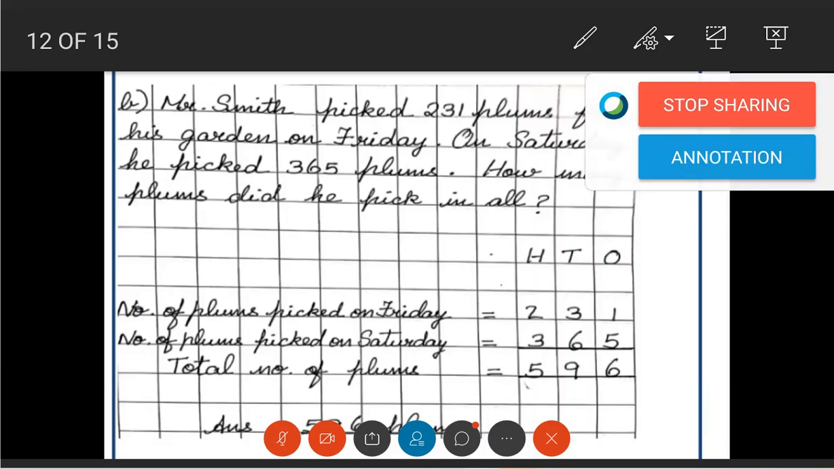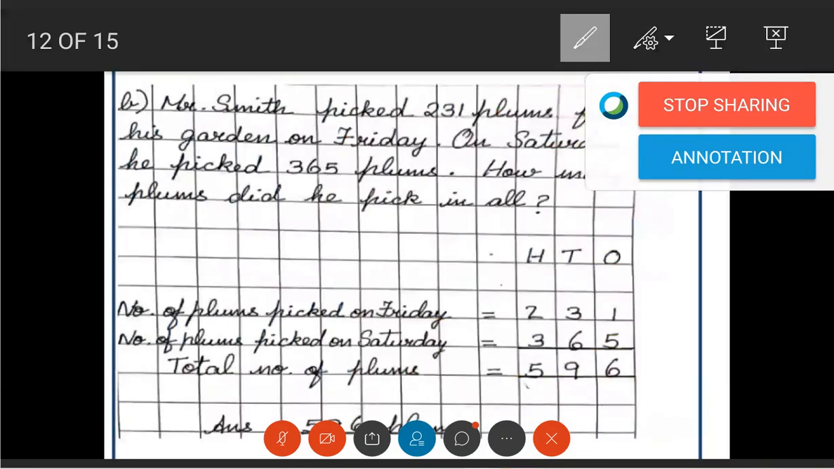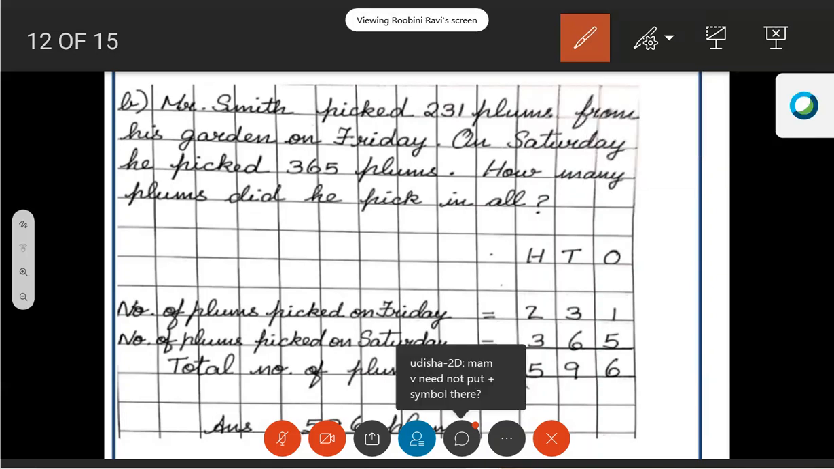Yes. Next sum. We are going to read the next sum.